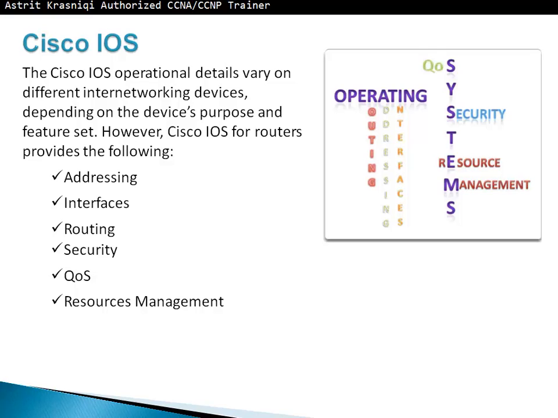The Cisco IOS of routers provides the following. We can address the devices. We have the interfaces that we can send packets to and from. Routing: that's the job of the Cisco routers, to provide routing, how to send packets from one network to another network. It can provide you security through the use of access control lists. Quality of service, where you prioritize some packets over other packets, and then resource management as well.